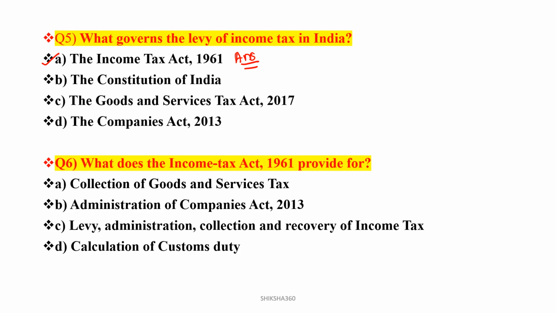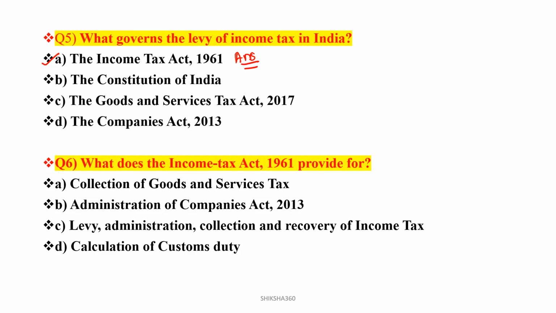What does it provide? Clear? What does the Income Tax Act 1961 provide for? Option A, collection of goods and services tax. Option B, administration of Companies Act 2013. Option C, levy, administration, collection and recovery of income tax. Option D, the calculation of the custom duty. Clear?